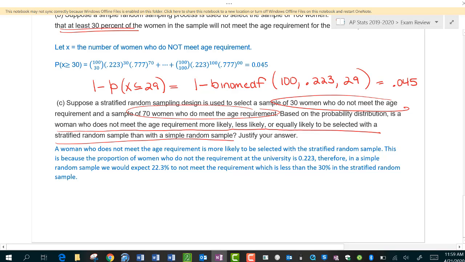So first and foremost, answer the question. I said a woman who does not meet the age requirement is more likely to be selected with a stratified random sample. This is because the proportion of women who do not meet the age requirement at the university is 0.223. Therefore, in a simple random sample, we would expect 22.3%, or about 23 in this case, out of a sample of 100, to not meet the requirement, which is less than the 30% in the stratified. So you need to answer the question and then give some type of justification.